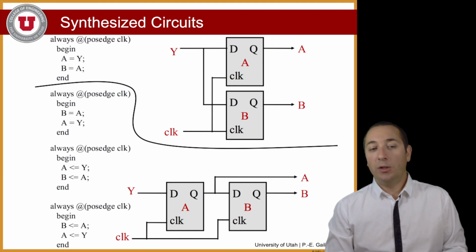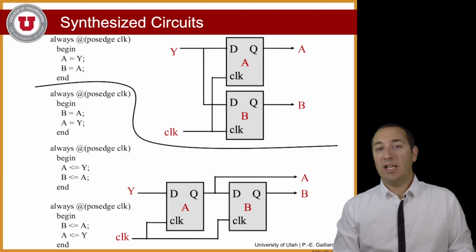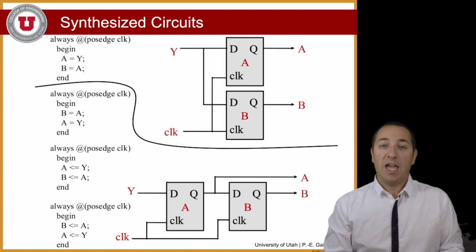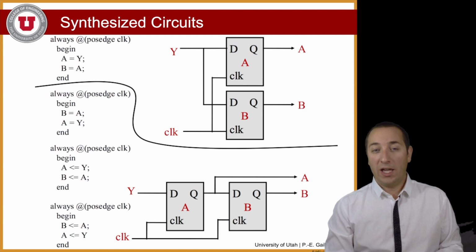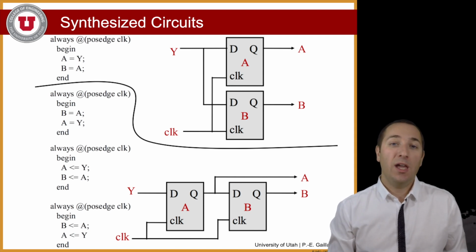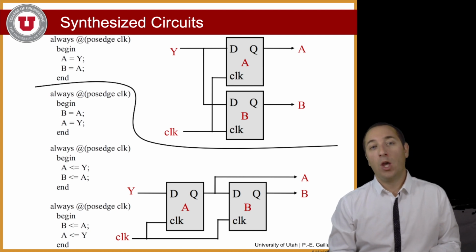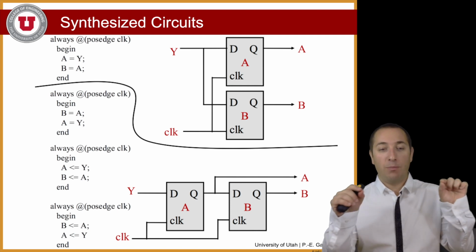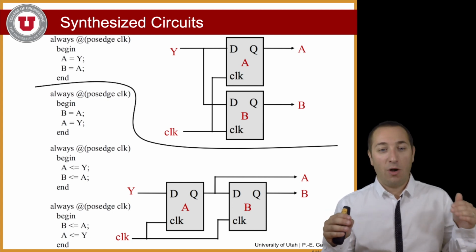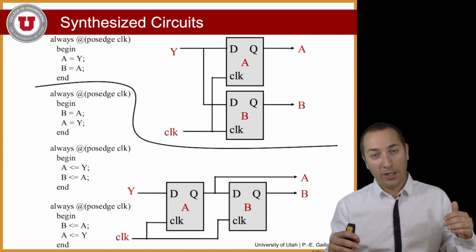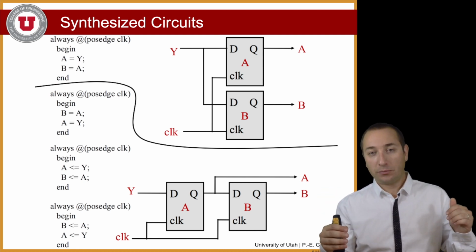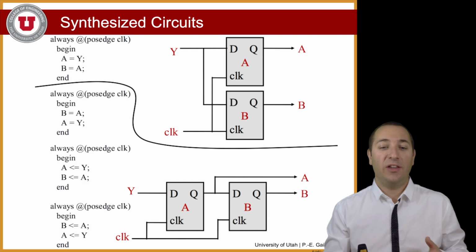This will be very similar to using non-blocking statements in this case. Indeed, if you're using non-blocking statements, A arrow Y and B arrow A, what does that mean? It means that when we evaluate the behavior of these procedural assignments, you are going to evaluate them both at the same time. So the next value of A will take the current value of Y, while the next value of B will take the current value of A. So that all results in having this cascading behavior.